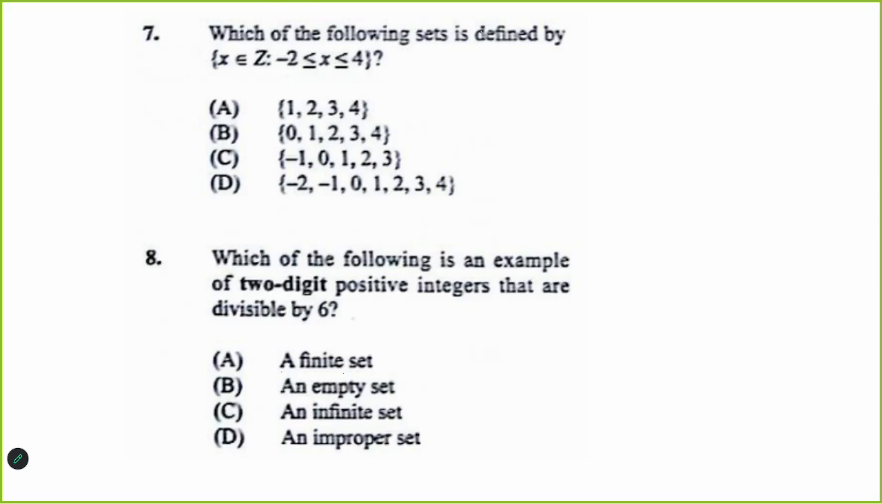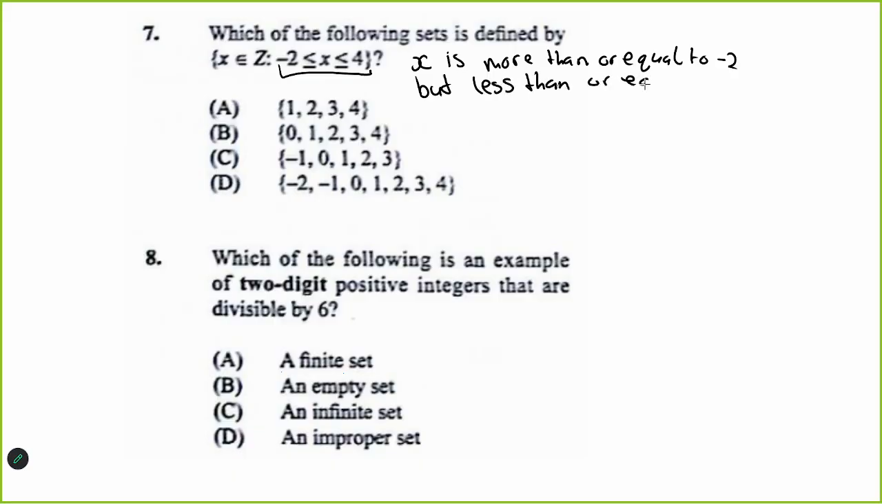Which of the following sets is defined by, so if we look at this and we read this inequality, we know that this is saying that x is more than or equal to negative 2 but less than or equal to 4. So basically the range is between negative 2 and 4. So we're looking for the only one that has negative 2 to 4, so which is D would be your answer.